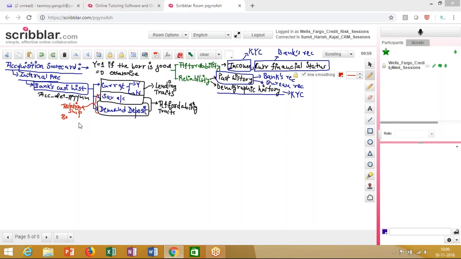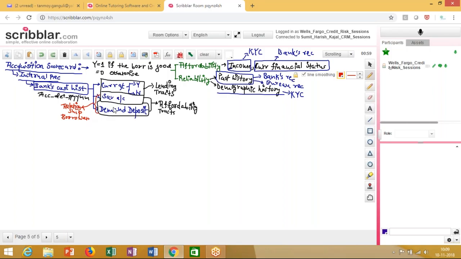Okay, so these are known as the relationship borrowers. Borrowers who have had a certain kind of demand deposit maintained with the bank are known as relationship borrowers. Now, this information would ideally be available for relationship borrowers. For non-relationship borrowers, this would not be available.